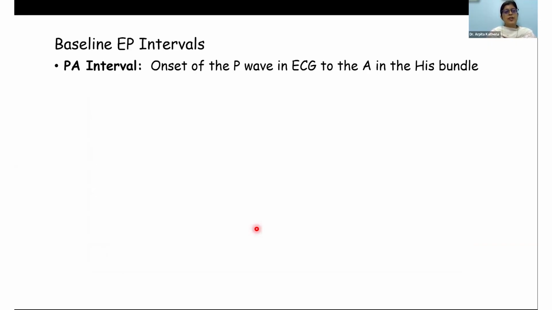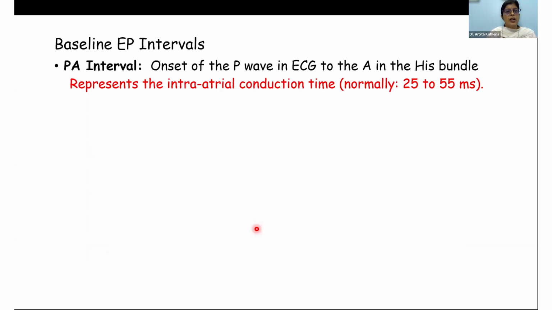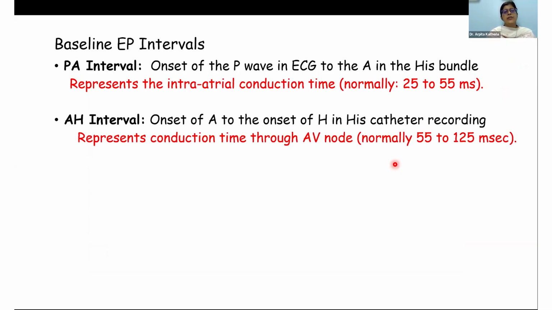Elaborating on these baseline intervals, there is also a PA interval, which is described from the onset of the P wave in surface ECG to the A in His bundle. What this shows is intra-atrial conduction time, which is normally 25 to 55 milliseconds. Then we have the AH interval from the onset of A to the onset of H in this catheter, as I described previously. This represents conduction time through the AV node. Normally, it is 55 to 125 milliseconds.